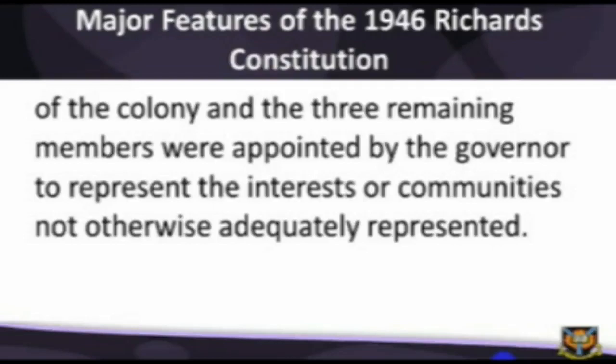The House of Assembly in the West and the East was presided over by the Chief Commissioner, while in the North, the Chief Commissioner presided over the House of Chiefs, leaving the senior resident to head the House of Assembly.